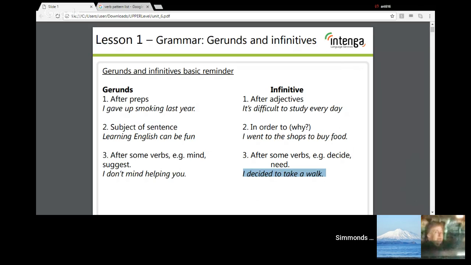Alex, does that make sense, or do you have any questions with that? Yes, makes sense, but I have only one question. After all modal verbs, we use another verb in the infinitive. Correct.